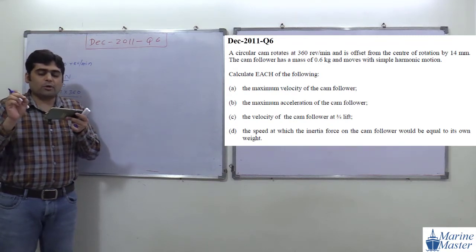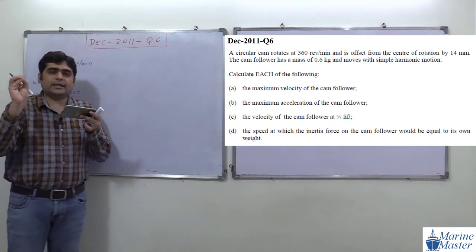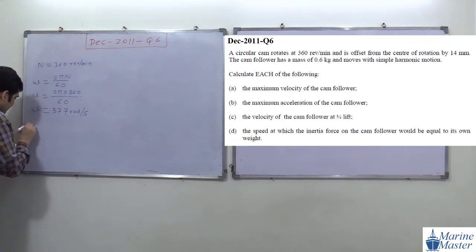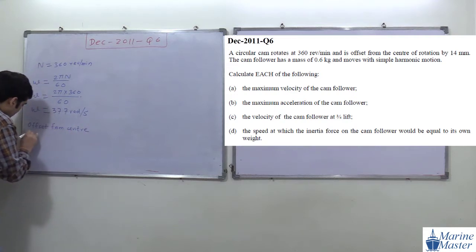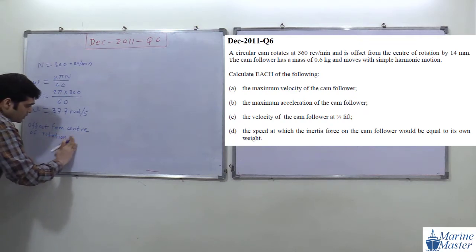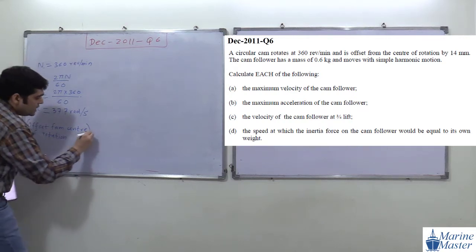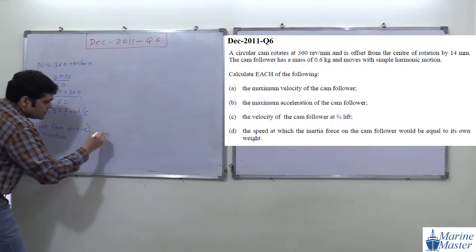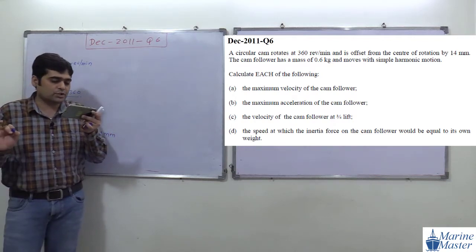And it is offset from the center of rotation by 14 mm. So offset from center of rotation. This word is very important. Offset from center of rotation will be equal to what? 14 mm. They have given it in the question. So the offset from center of rotation is 14 mm.